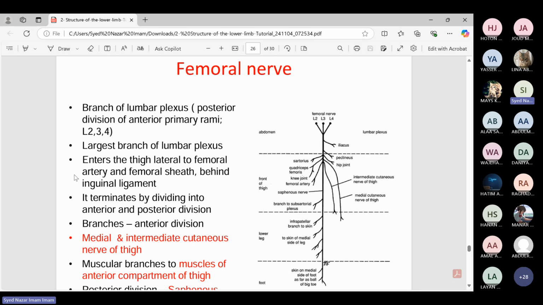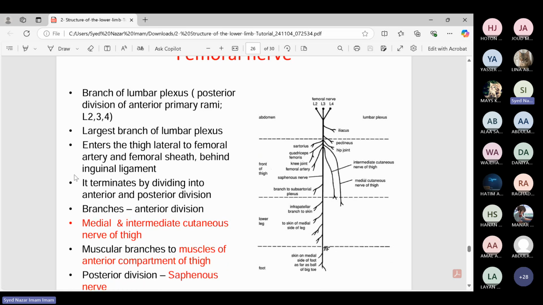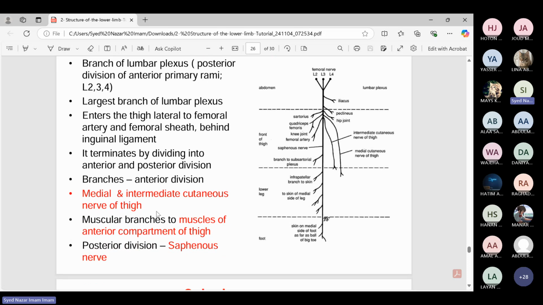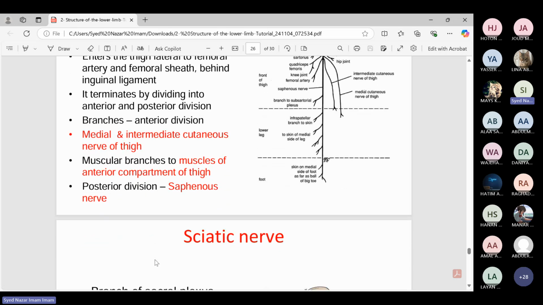It supplies what? It supplies the muscles of the anterior compartment of the thigh. Then it gives the medial and intermediate cutaneous nerve. And it also gives the saphenous nerve. You remember the saphenous nerve in the adductor canal. So the femoral nerve is not passing in the adductor canal, rather it's a branch. Which branch? The saphenous nerve, which is a cutaneous branch. So the saphenous nerve is a branch of the femoral nerve.